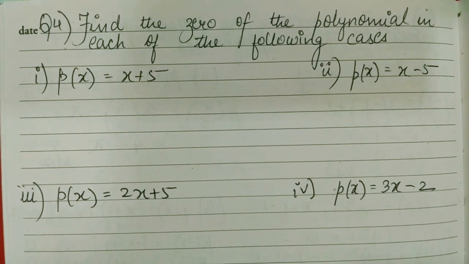Next question is, find the zero of the polynomial in each of the following cases. When are we going to say that the given number is a zero of the polynomial? When on putting the value of x, we get the resultant as 0.